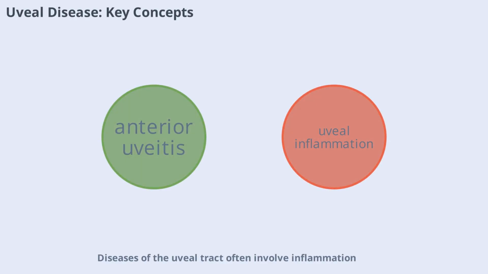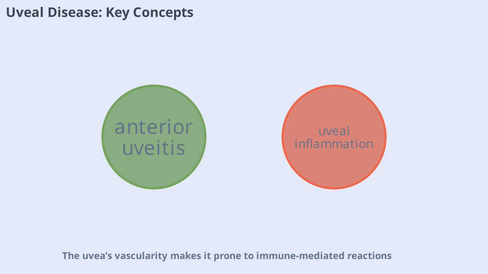Diseases of the uveal tract often involve inflammation, such as anterior uveitis. The uvea's vascularity makes it prone to immune-mediated reactions. Recognizing symptoms like pain, redness, and vision changes is vital. Management focuses on reducing inflammation and treating underlying causes to prevent complications.